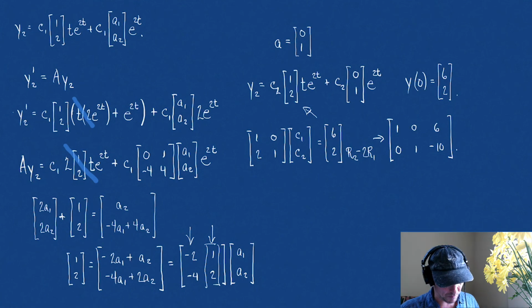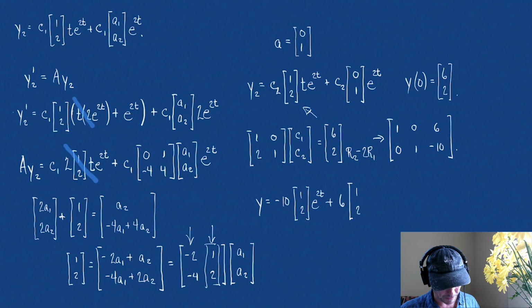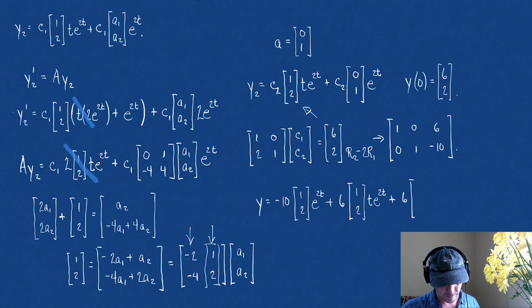We'll try it. So our complete solution, here we go, is y equals c1, we just found is minus 10, times the vector 1, 2, e to the 2t, plus our c2, which is 6 times 1, 2 times t e to the 2t plus 6 times 0, 1 times e to the 2t.